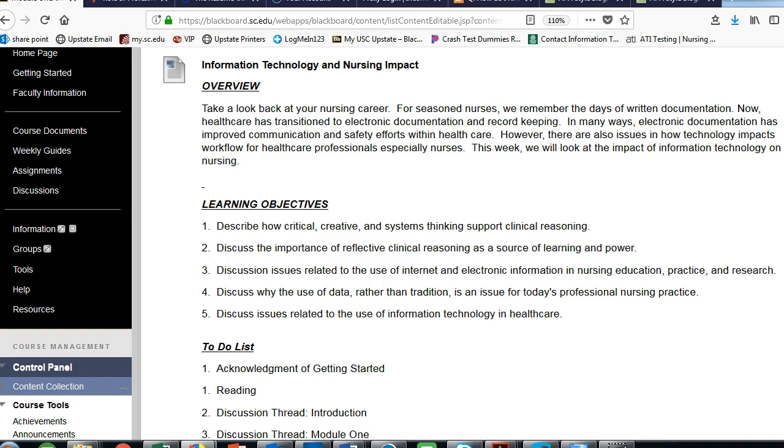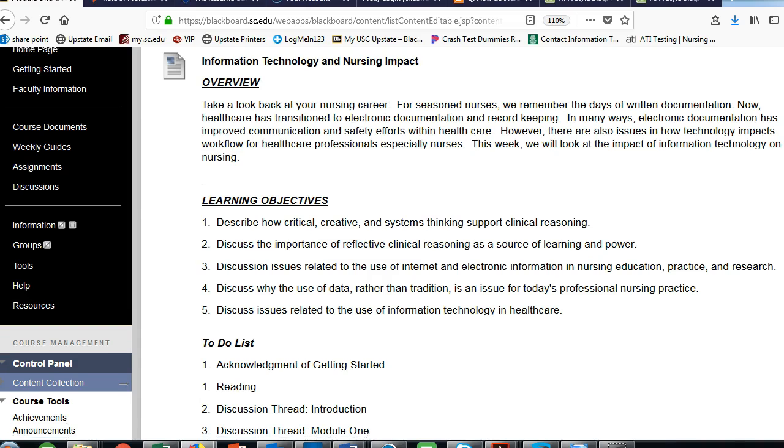For example, what about patients who don't realize that the information they're getting should be evidence-based and peer-reviewed? There's a lot of websites out there that are fear-mongering, and patients don't know how to sift through what's true and what's not true. Discuss why the use of data rather than tradition is an issue for today's professional nursing practice, and discuss issues related to the use of information technology in healthcare.